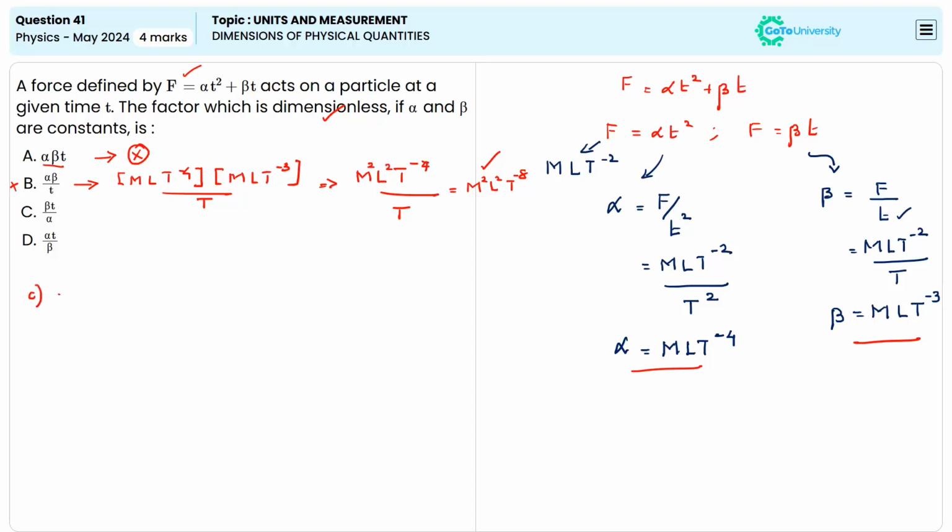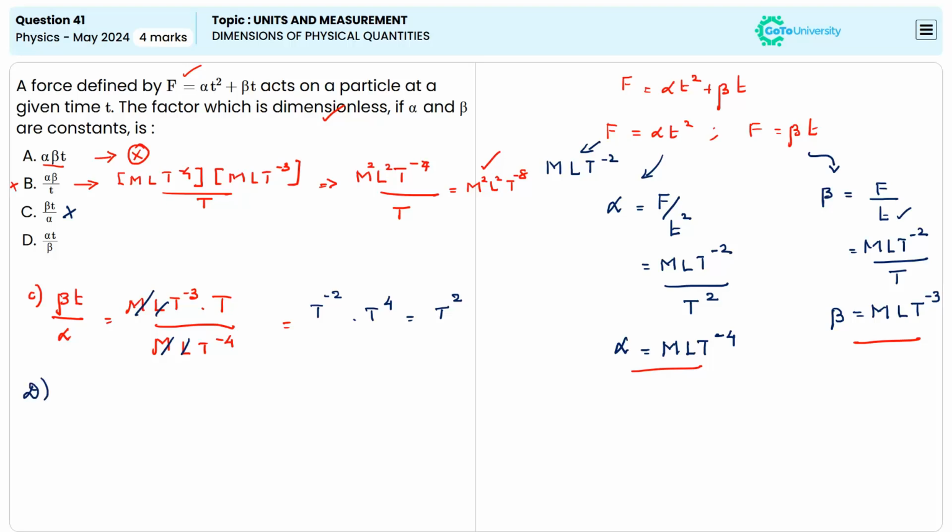Let us check option C. Option C is given as beta t divided by alpha. So the dimension of beta is M L T power negative 3 and the dimension of t will be capital T, divided by the dimension of alpha, which is M L T power negative 4. When we are simplifying this, M will cancel each other and the T will have T power minus 3 times T power plus 4, which will be equal to T power 2. So option C is also not a correct answer.